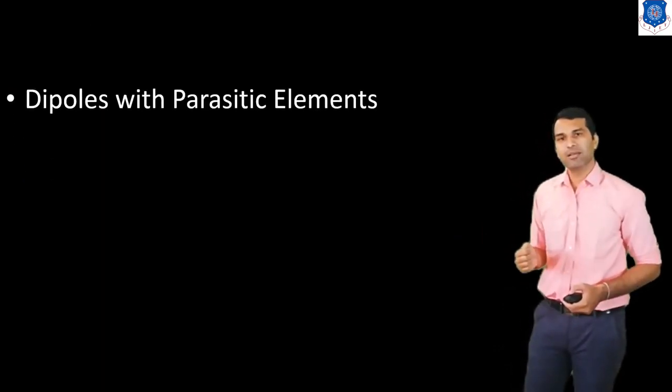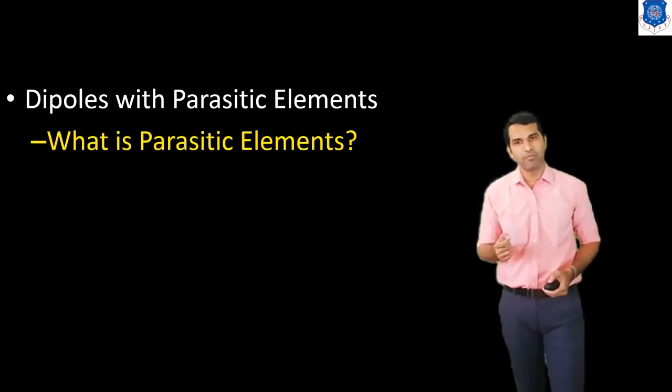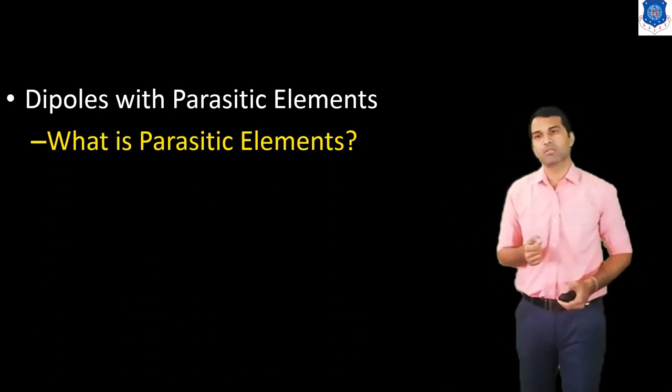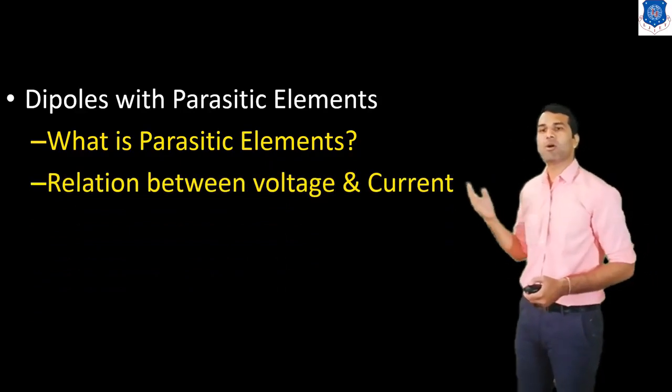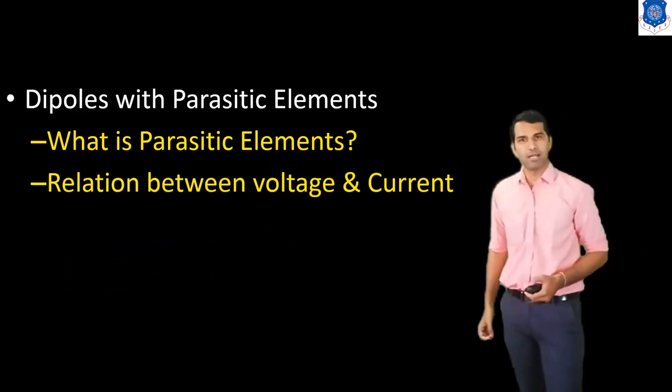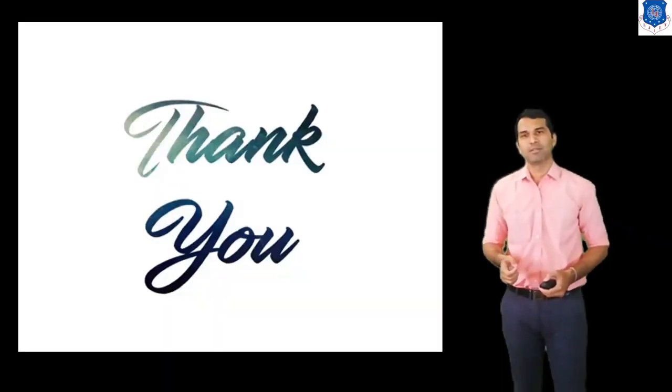So in this lecture we have discussed the dipole with parasitic element, and in that we have studied what the parasitic element is. Then we discussed the relation between the voltage and current, and lastly we discussed some observations of the parasitic element. Thank you.